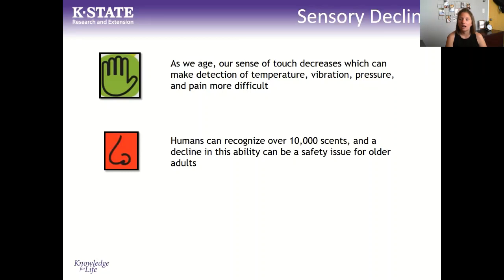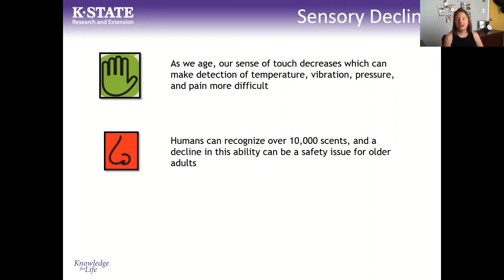Next is your ability to smell, your sensory experience. What I found particularly fascinating is that humans can smell over 10,000 different scents. This is just a really fascinating little tidbit of information, but it helps us think about, wow, that's a lot that we can smell. And as our ability to smell declines with age, what are we not going to be able to smell that could potentially harm us or may not make life as enjoyable as what it once was? So this can be a safety issue.